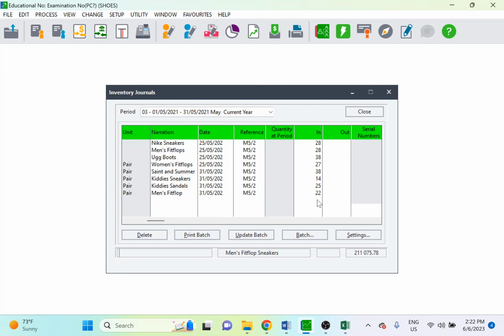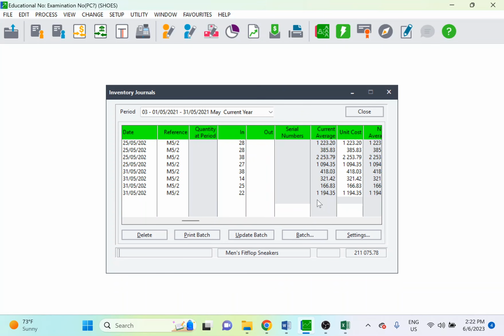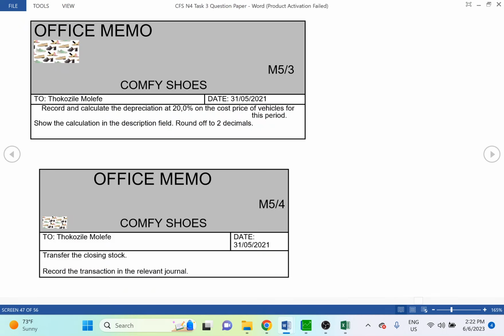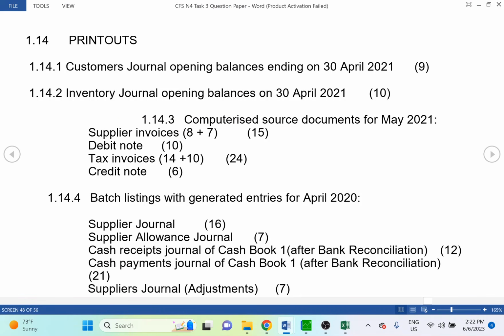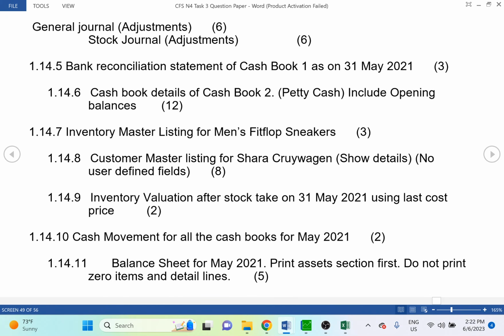$222. No, sorry, 22. And then remember, if you check on your question paper, you were not requested under batch listing. It was only supplier journal, also general journal and stock journal. They did not say anything about inventory journal, but later on they want an inventory valuation.